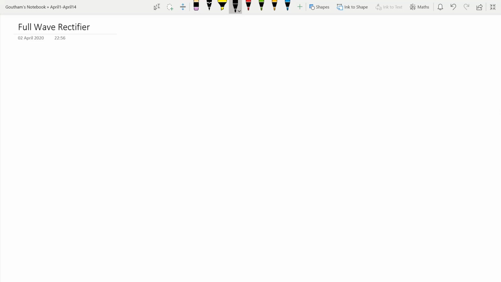Good morning, students. Today our topic of discussion would be full wave rectifiers. In the previous lecture, we have seen a half wave rectifier. Let me draw a simple block diagram of the half wave rectifier.